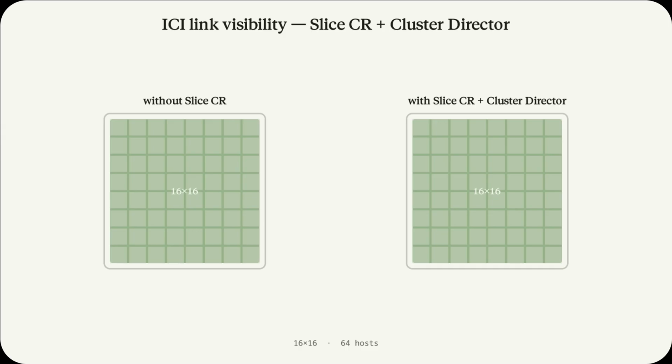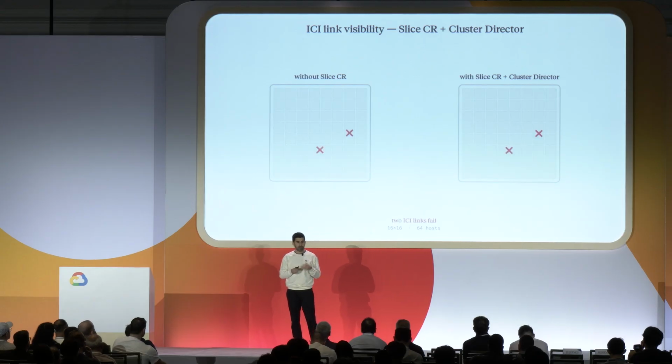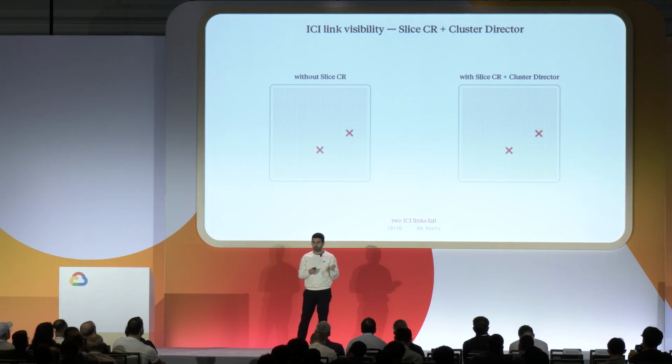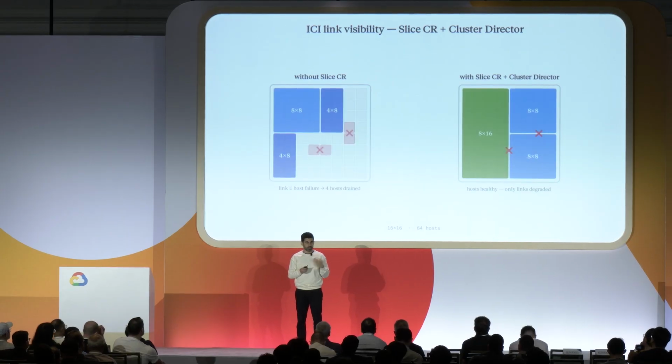The other thing that we have now with Cluster Director and the slice CRs is the ability to go an even deeper level with sub-slicing, even in previous topologies, such as V6E, which are 2D. So without the slice CR, with our previous way of doing sub-slicing, if, for example, 2 links fail in a 16x16, we wouldn't necessarily know exactly what has failed there. Is it a link or is it a host? We wouldn't know.